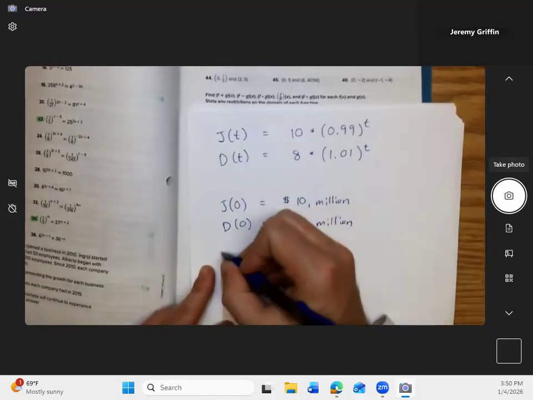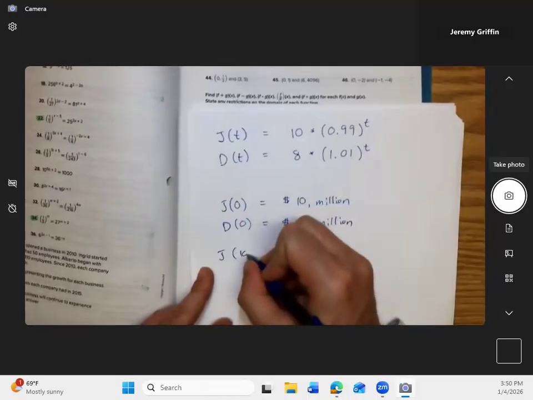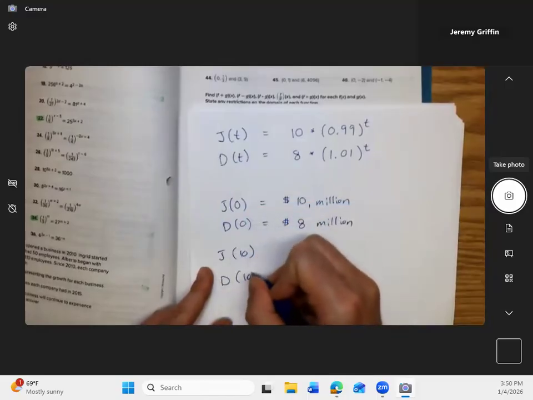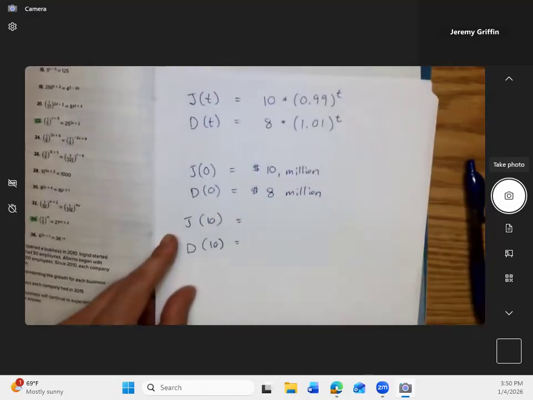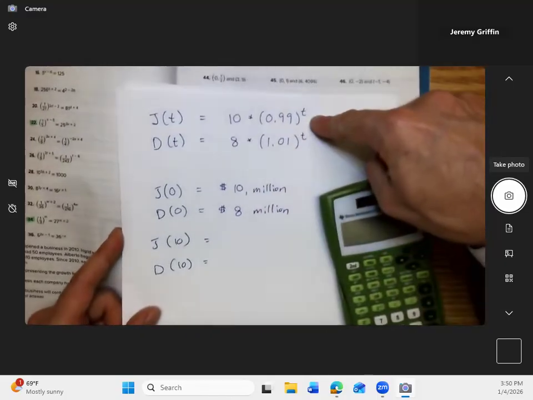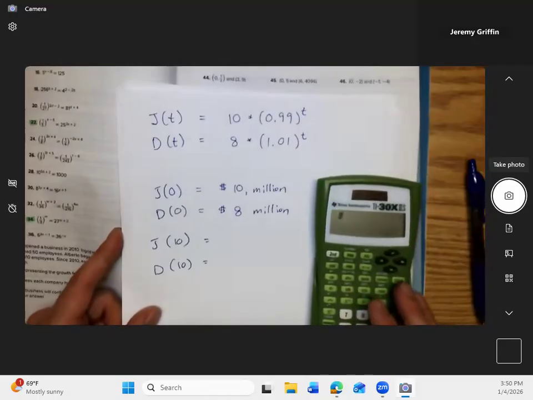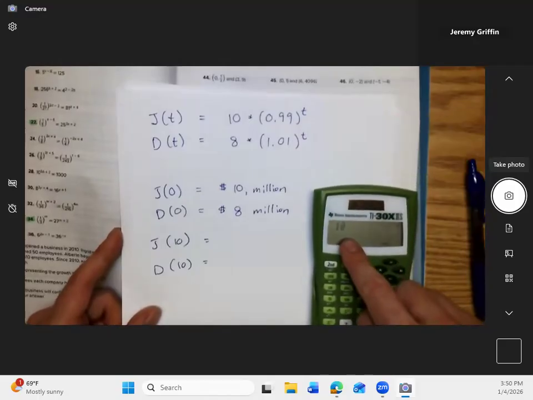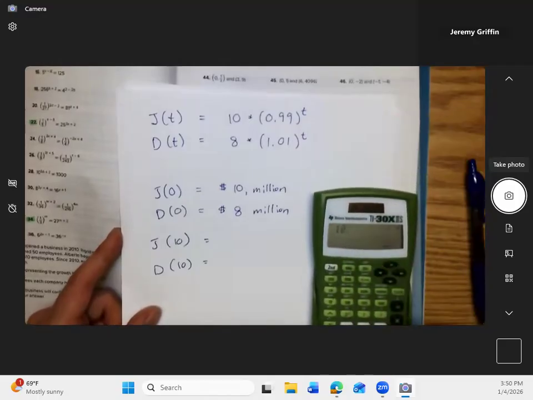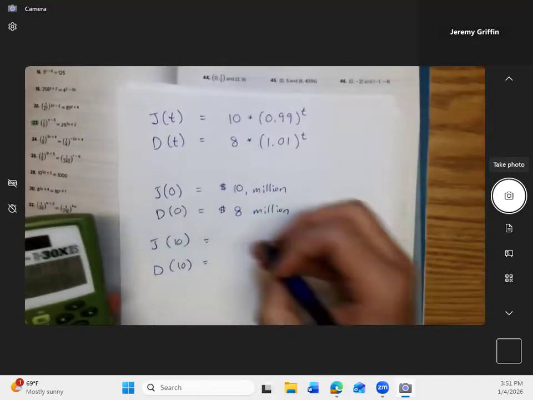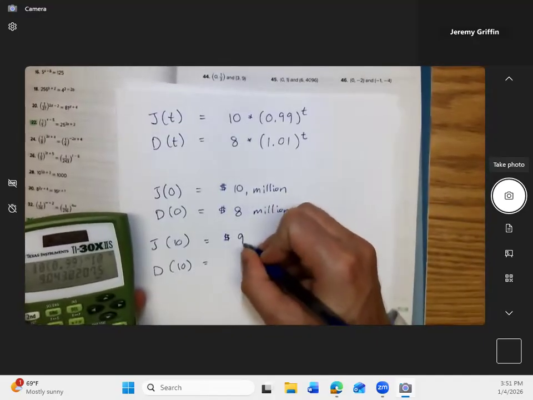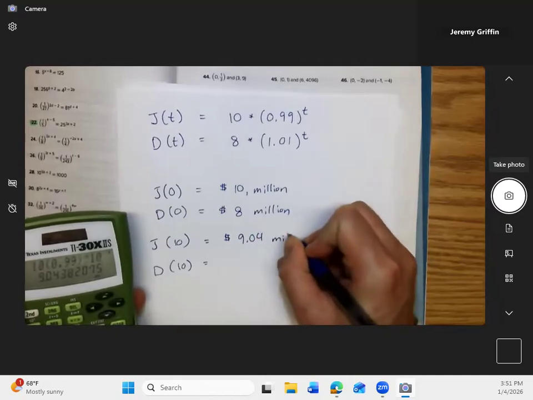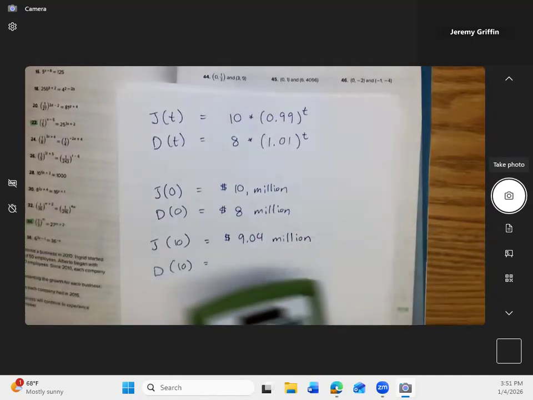Now, what about Jones after 10 years? What about Davis after 10 years? Let's see. Now, I just made the claim that Jones has to be shrinking, so let's see if that's what the calculator math says. Take 10 to stand for $10 million times 0.99 to the power of, well, let's go 10 years. T could be years. Okay. Now this company is only worth 9.04 million, or profit. Okay, so profit 9.04 million.